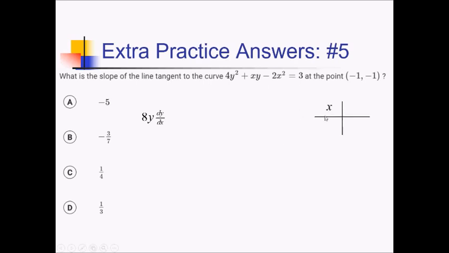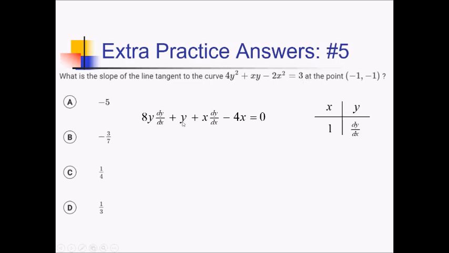So I've got an x and a y, those are my factors. Derivatives of those are going to be 1, and this will be dy over dx. So using my ribbon here, that's going to be plus y plus x dy over dx. And we're going to subtract the derivative of 2x squared now, so that's going to be minus 4x. All of that equals 0, the derivative of 3.